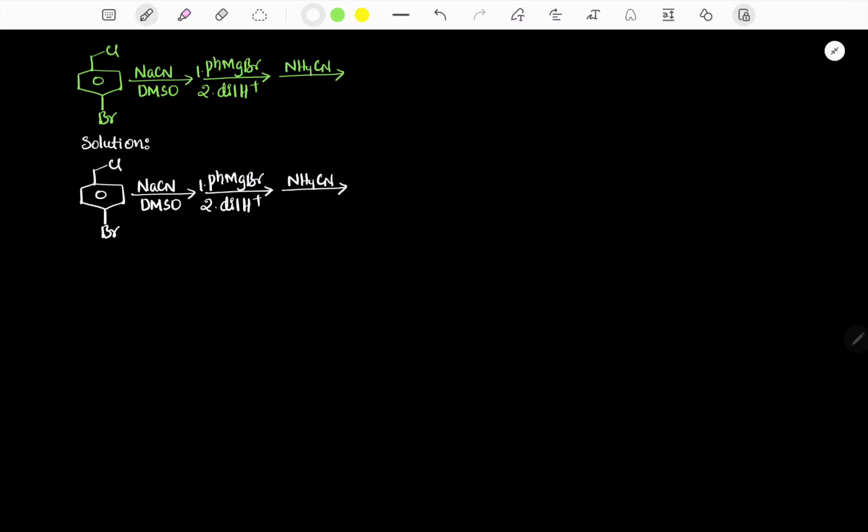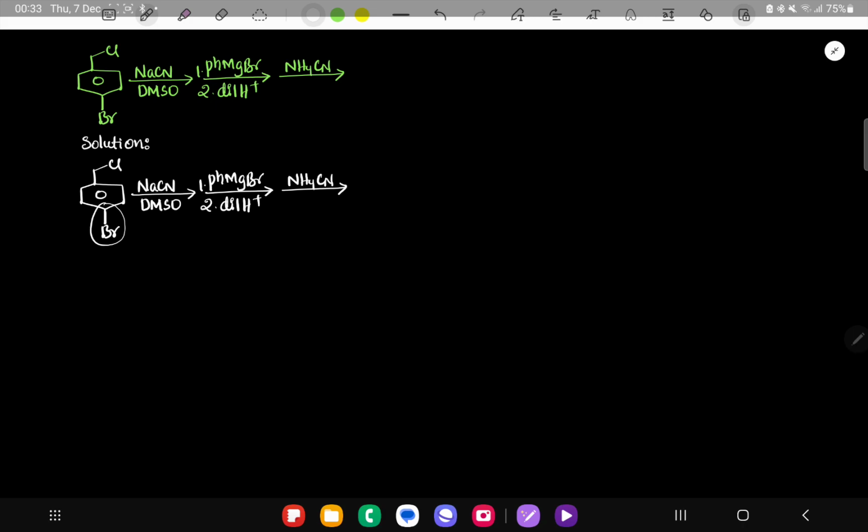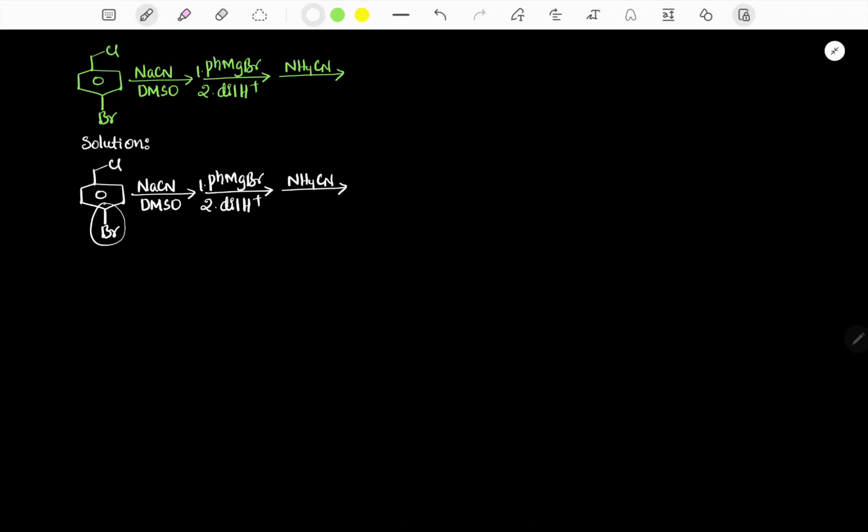The reactant has an alkyl chloride functional group and an alkyl bromide functional group. But here the bromine is connected to benzene. So we know that when bromine is connected to benzene, it won't be affected by nucleophile. But the CN minus can attack this carbon, leaving chloride, through the SN2 mechanism.